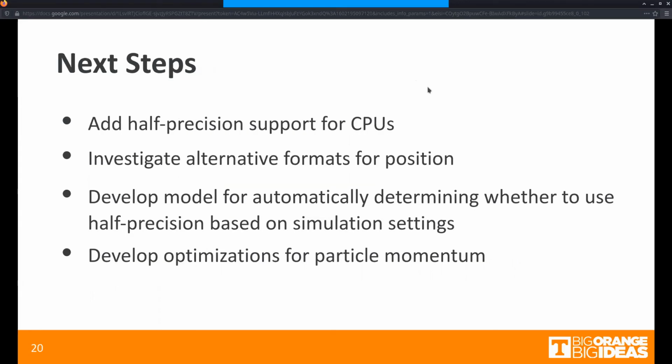In the future, we will add CPU half precision support and investigate alternative number formats. Fixed point representation in particular could improve accuracy and thus allow the use of lower resolution grids compared to half precision. Additionally, we also plan on developing a model for deciding whether a simulation can use half precision based on the simulation's parameters, and also investigate lower precision particle momentum.